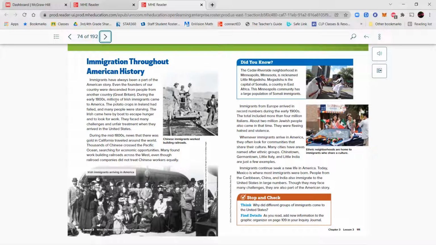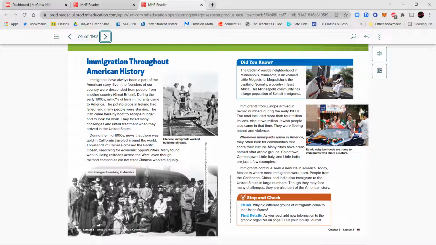Whenever immigrants arrived in America, they often looked for communities that share their culture. Many cities have areas named after ethnic groups. Chinatown, Germantown, Little Italy, and Little India are just a few examples. Immigrants continue to seek a new life in America.